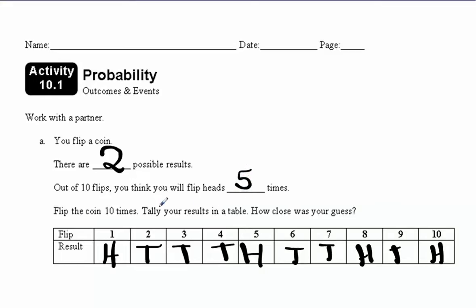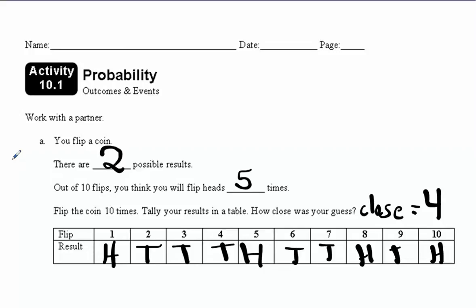So it says, tally your results in the table. How close was your guess? So how many heads did you actually get? So I got 1, 2, 3, 4. So how close was my guess? I would write close. I had 4, so it was close. Were you close? Should be pretty close, maybe 1 or 2 off at most.